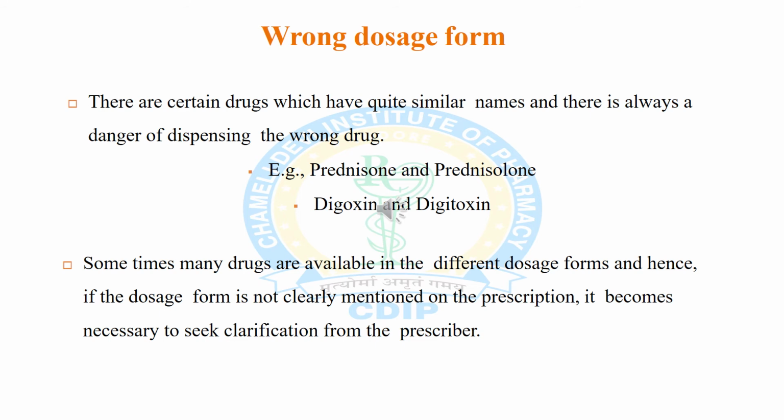Sometimes many drugs are available in different dosage forms, and hence if the dosage form is not clearly mentioned on the prescription, it becomes necessary to seek clarification from the prescriber. So pharmacists should not assume any dosage form and should clarify with a senior pharmacist or the prescriber.